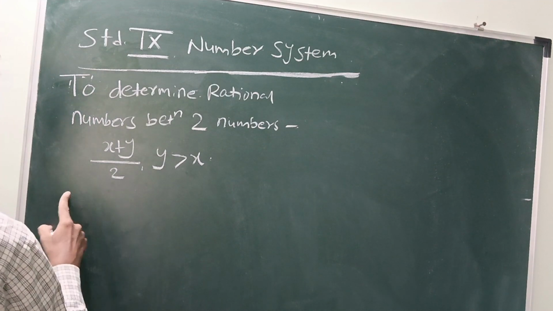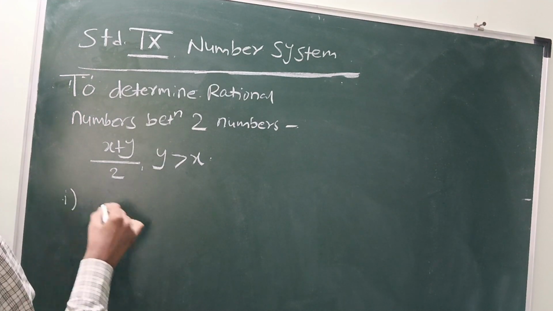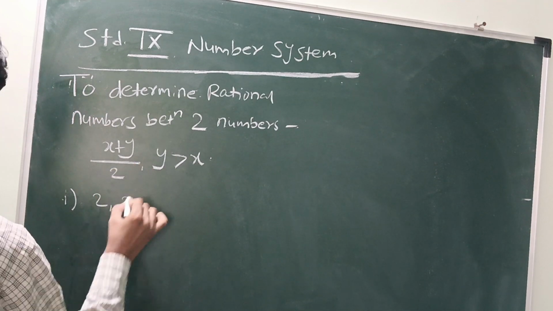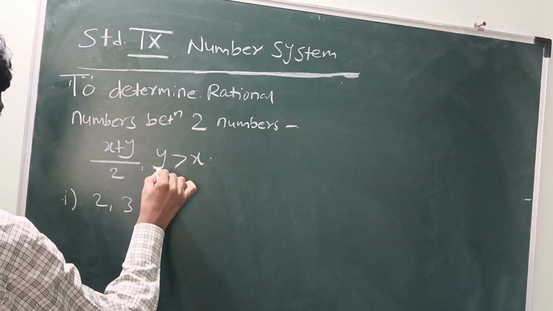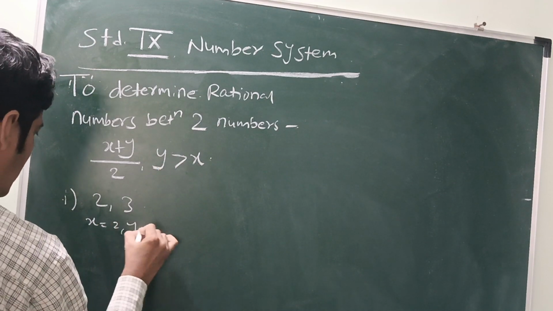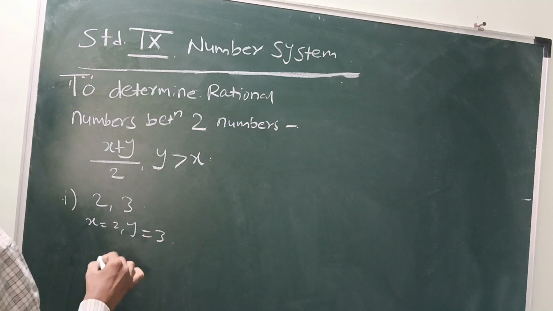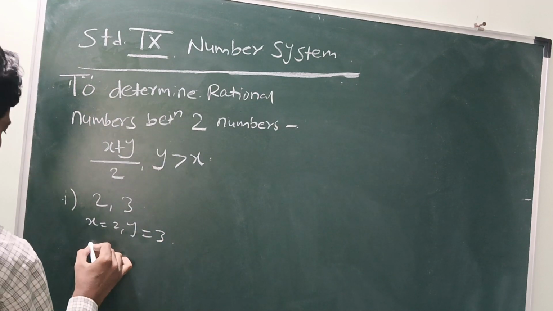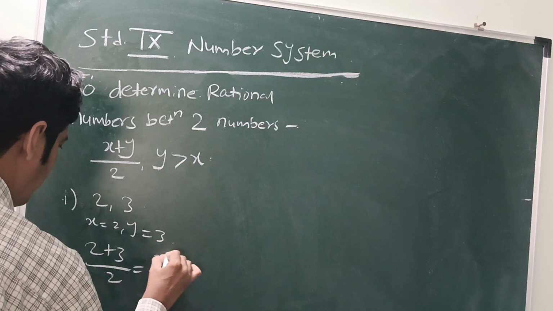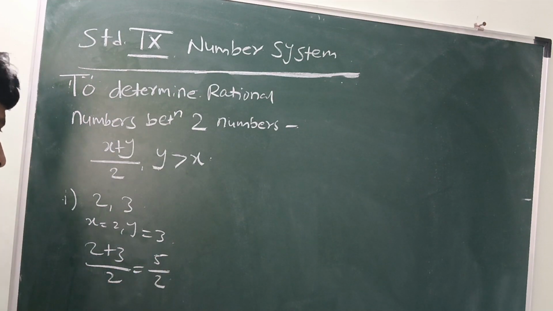So for example, if we are to find a rational number between 2 and 3, so what is the condition? The condition is y is greater than x. X is equal to 2, y is equal to 3. Just we have to put the formula. 2 plus 3 upon 2 is equal to 5 upon 2.